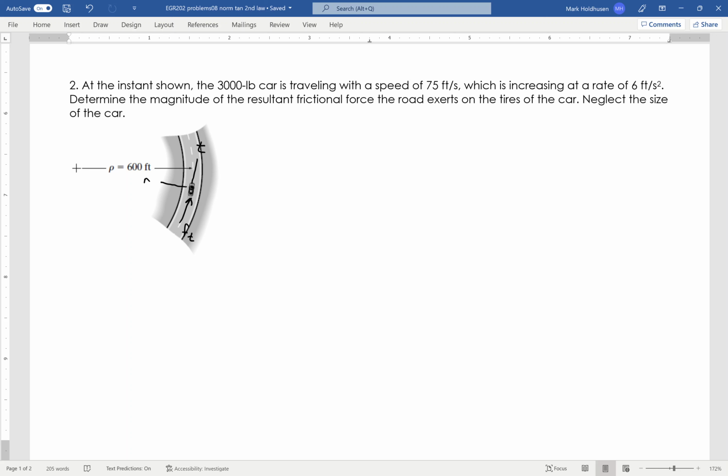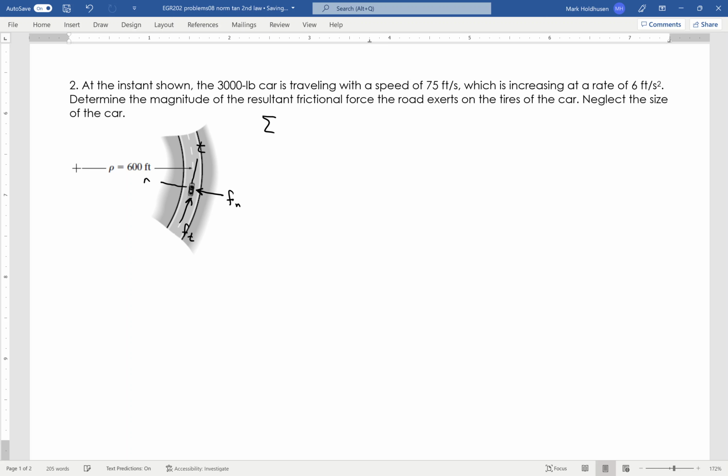Now, as I go around the curve, turning the wheel, the road's pushing against the car and it pushes the car in that direction. Now, there's a Z coming out of the screen, right? I've got a weight and a normal force, but we don't really care about those at this point. We're just looking for the normal and tangential friction forces. So we're not going to worry too much about the Z axis here, unless we need to.